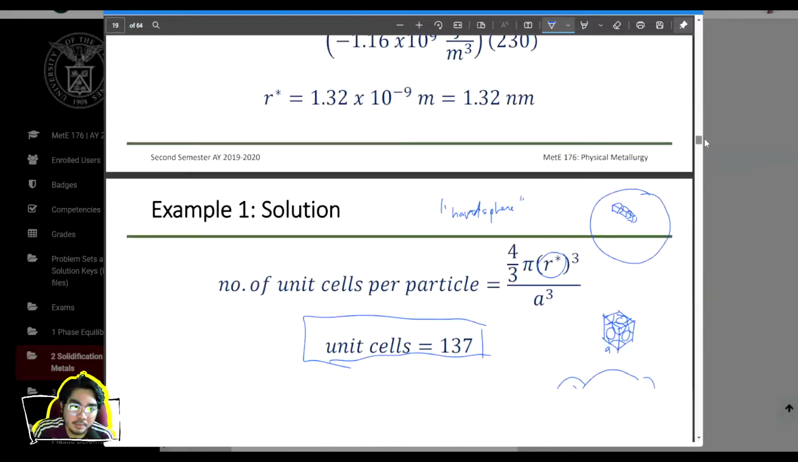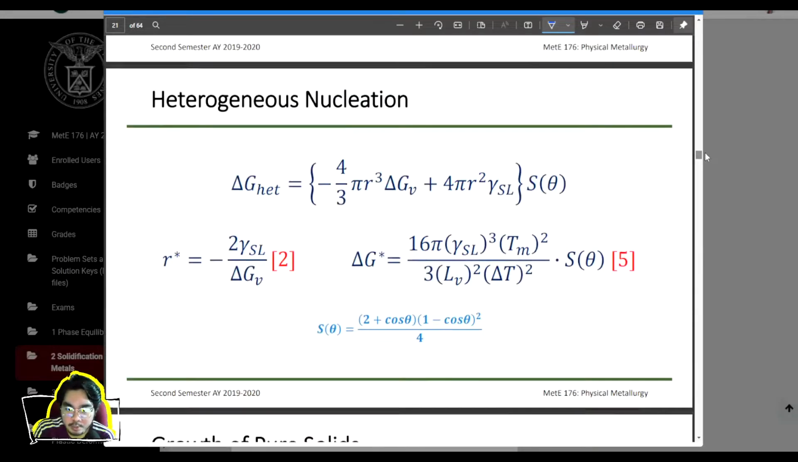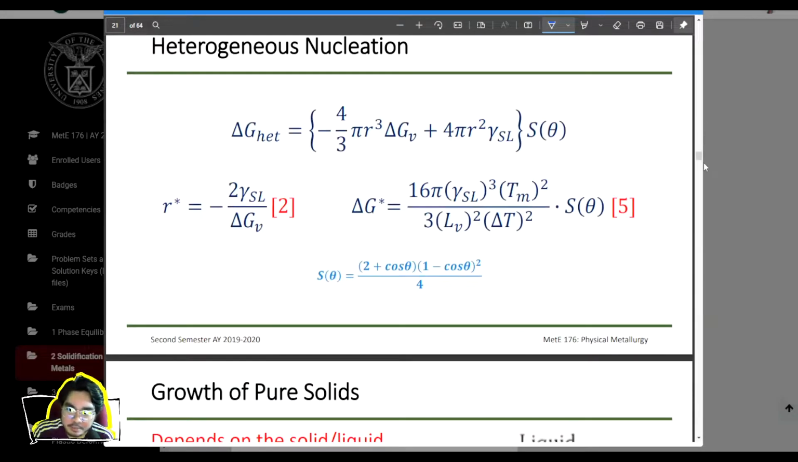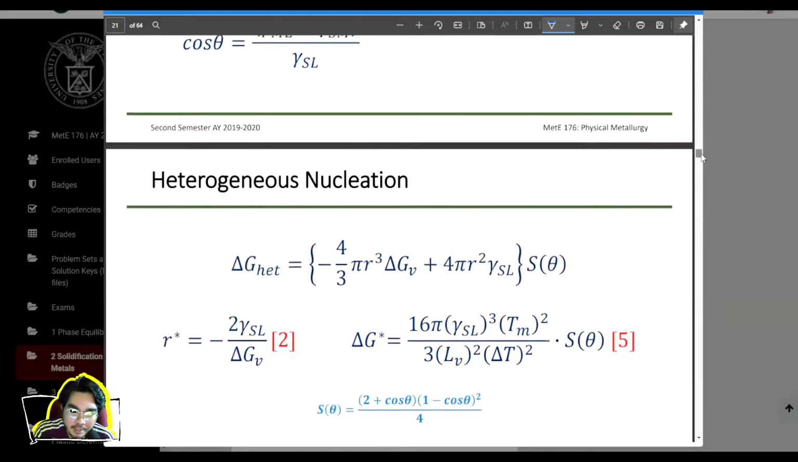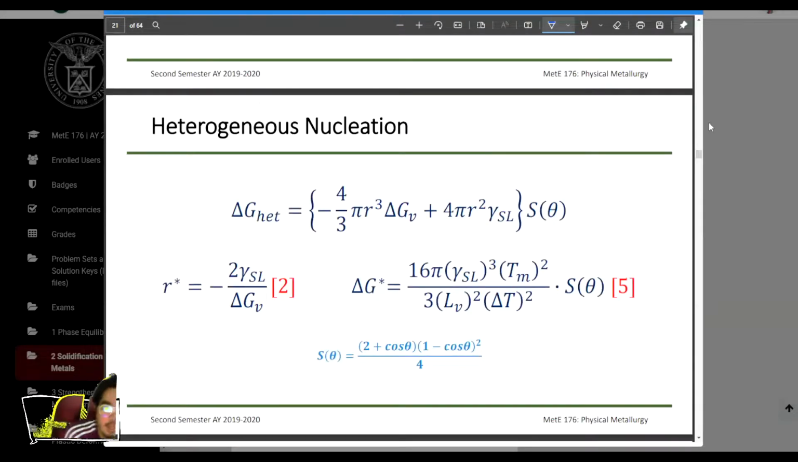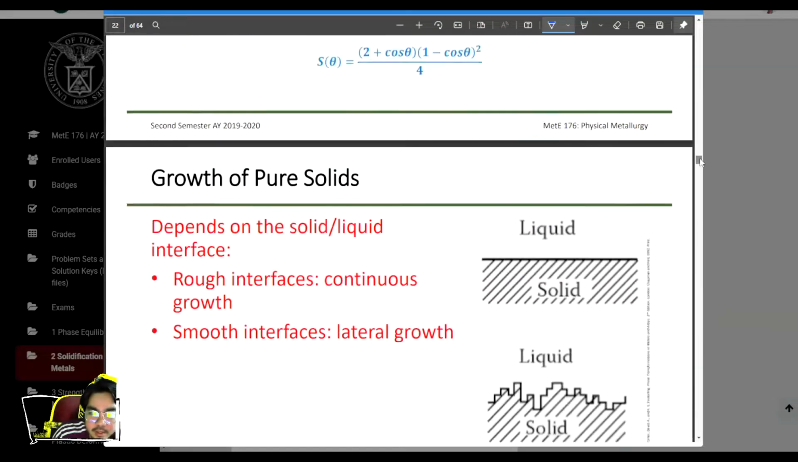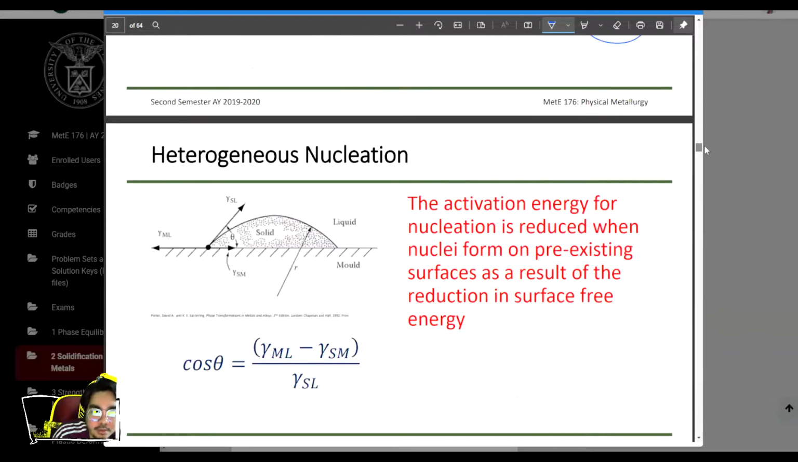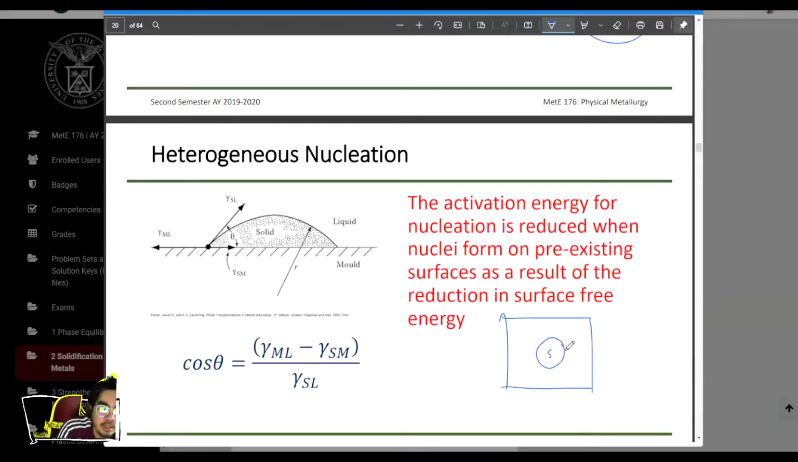Okay? Anyway, tapos, last 2 minutes, sorry class. Ito, sa heterogeneous nucleation, what happens is, kasi kung homogeneous nucleation ka, it requires na from the liquid, magpuproduce ka ng solid na sphere, no?